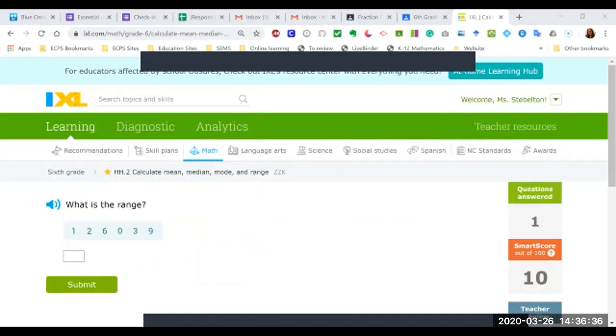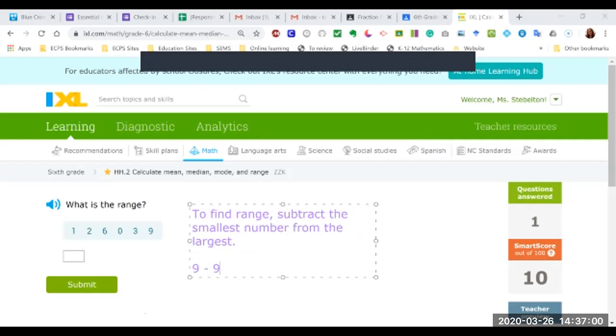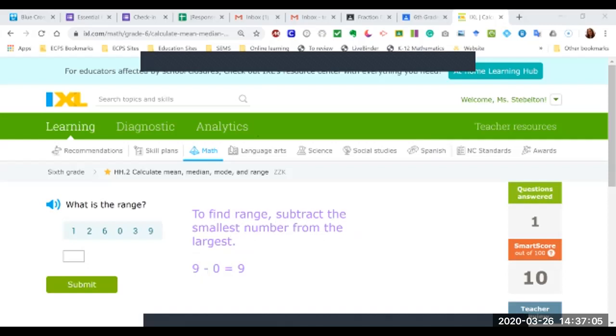All right. For range, you don't even really have to put those in order. Just find the biggest number and the smallest number. So for this one, 9 and 0. To find range, subtract the smallest number from the largest. In this case, it's 9 minus 0, which is, of course, 9. So we're going to put a 9 in the blank. And there we go.